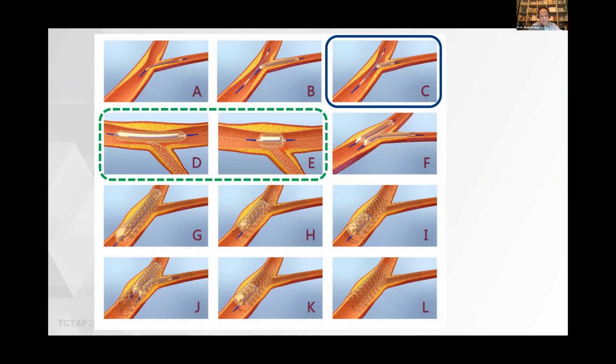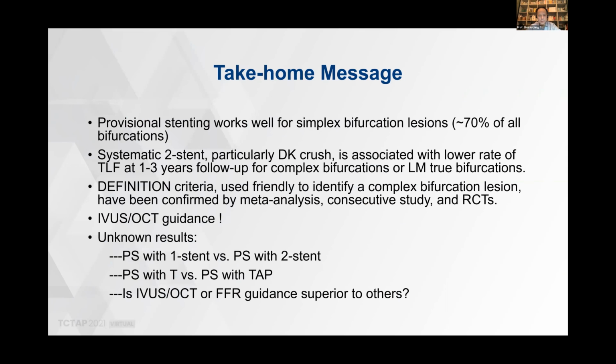Even if it looks like more steps than provisional, I think the quality and the clinical outcome for the patient are much more important than the difference in number of steps. So finally, the take-home message here. So far, provisional stenting works well for simple bifurcation lesions. It accounts for more than 70% of all bifurcation lesions, but systematic two-stent, particularly DK crush, is associated with lower rates of TLF at 1 to 3 years of follow-up for complex bifurcation lesions or distal left main true bifurcation lesions.